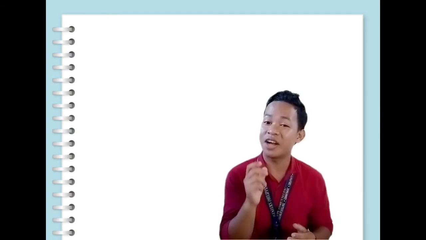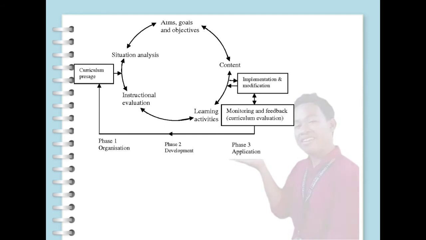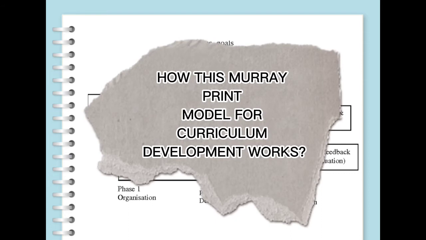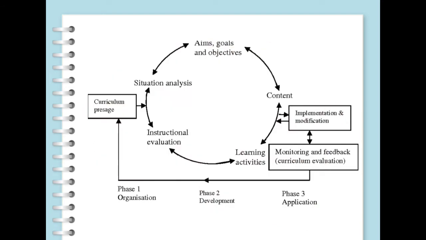So to provide a useful and easy to understand process to developing curriculum, take a look at this model. To further understand this model, ask yourself how this Murray-Print model for curriculum development works. This model revolves around the structure with the following phases and processes. It revolves around three phases in particular.